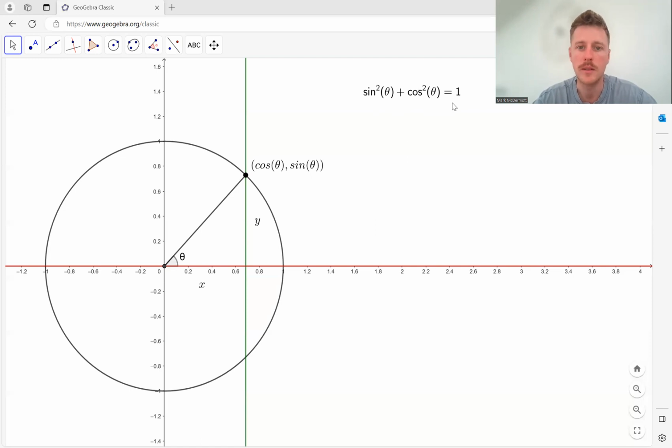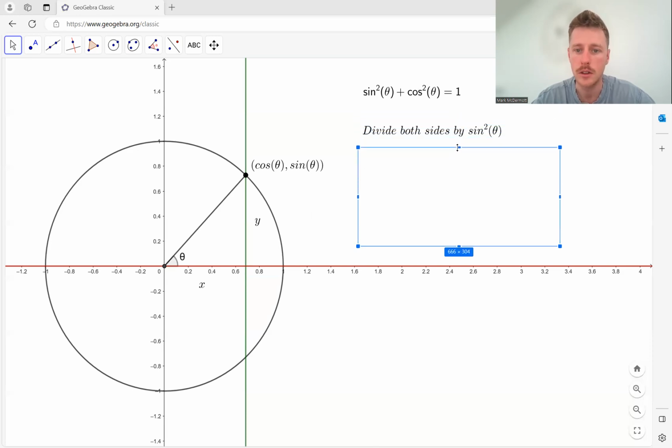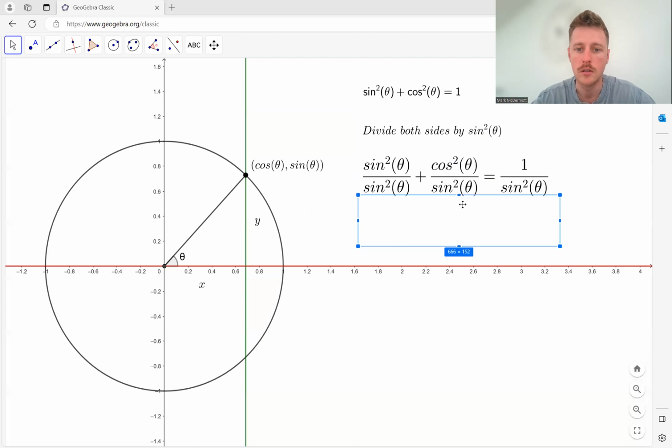And all we're going to do to come up with the trig identity is divide everything by sine squared theta, and we'll see what happens. So if we divide all the terms in that equation by sine squared theta, we get this as follows. Sine squared theta on sine squared theta plus cos squared theta on sine squared theta equals 1 on sine squared theta. Okay, the furthermost left term, sine squared theta divided by sine squared theta, is just 1.